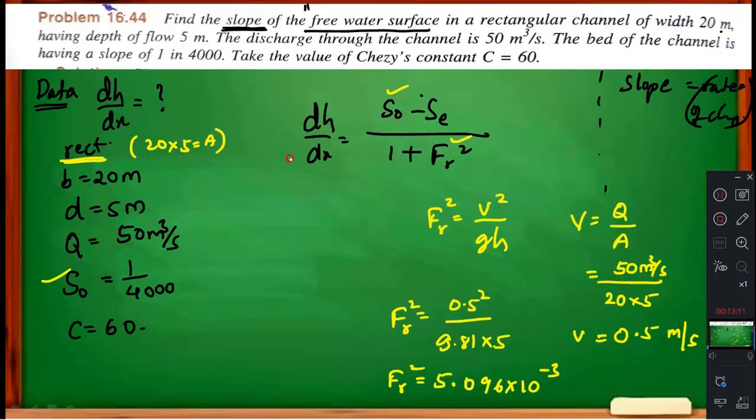That is 1 minus Fr square. The original equation is 1 minus Fr square.